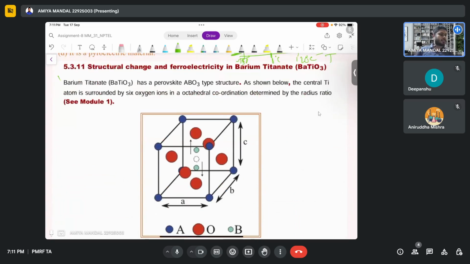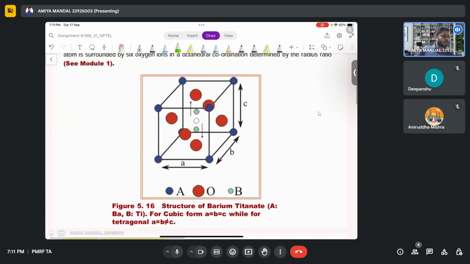So this is structural change and ferroelectricity in barium titanate. This is a perovskite structure with a central titanium atom, the titanium 4 plus ion. Depending on temperature, this titanium atom gets shifted in different directions and positions. Due to this shifting, it forms different crystal structures at different temperatures.